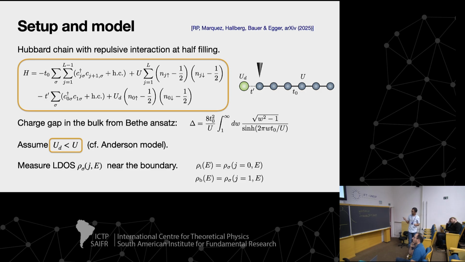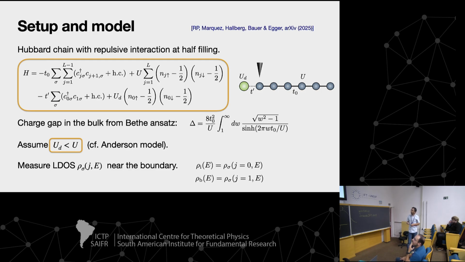Another important scale that we're adding here is U_D at the impurity site. And I'm going to work in this regime where U_D is actually smaller than the Hubbard U in the bulk. I'm going to focus on this regime because that's the regime where we found something. I don't want to say that there is nothing in the other regime because we didn't do an extensive search, right? But I think it's harder in the other regime, but I won't go into the details. Okay, and this is the opposite of what you usually have in the Anderson model.